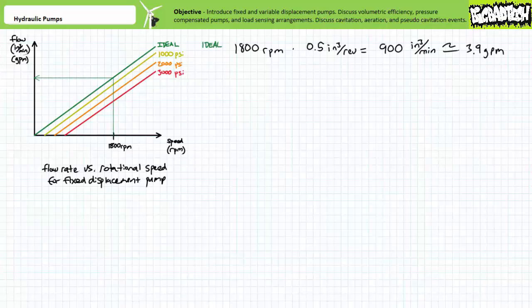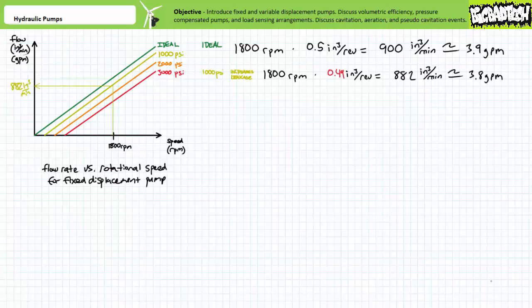Let's say this curve represents a pump with a fixed displacement of 0.5 cubic inches per revolution. If the pump was driven at exactly 1,800 RPM, given ideal conditions in which no leakage occurs, this pump could theoretically provide a flow rate of 0.5 cubic inches per revolution times 1,800 revolutions per minute, or 900 cubic inches per minute. Performing a unit conversion, this yields a flow rate of roughly 3.9 gallons per minute.